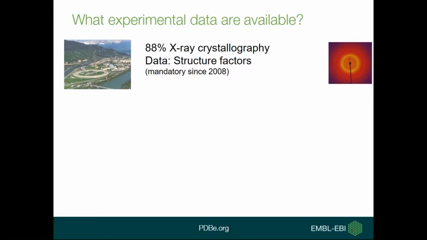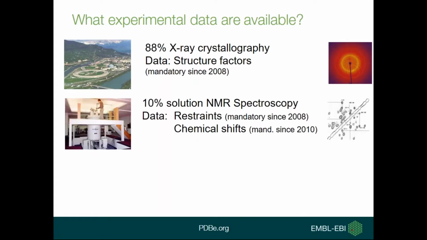88% of the data roughly are solved by X-ray crystallography, and the data that the model is an interpretation of is the structure factors, and it's been mandatory to deposit the structure factors since 2008. 10% is solution NMR, and the data there are the restraints, so saying which atoms are close to which other atoms, and the chemical shifts, which we'll talk about later, which is saying the frequency with which the atom resonates in the magnetic field. And it's been mandatory to supply those to us since 2008 and 2010 respectively.